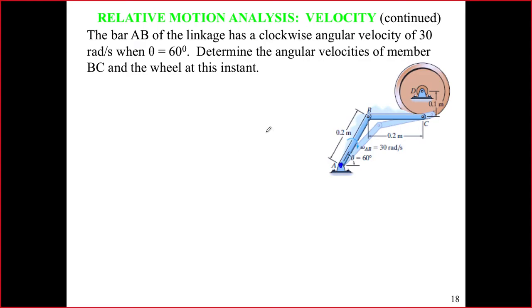Okay, so sorry for that side note, but let me jump back into another example of a mechanism that we're looking at, where we have a bar AB which has a clockwise angular velocity of 30 radians per second when this theta is 60 degrees. So again, we're looking at the mechanism at this instant. Now we want to determine the angular velocities of member BC and the wheel at this instant. Perfect. So as I said, this time around I want to use a vector analysis.